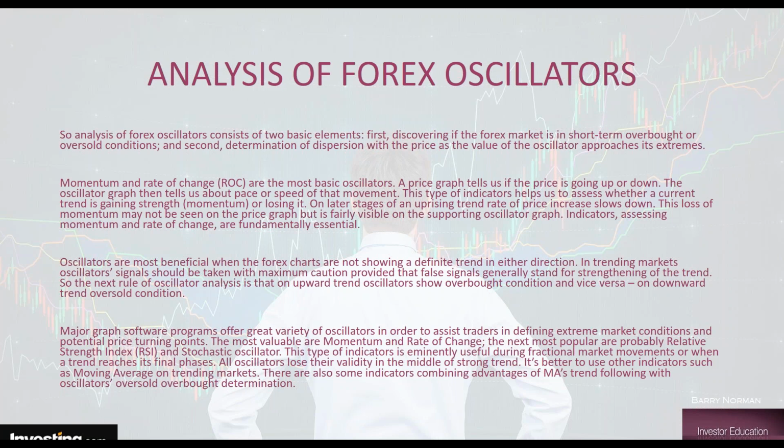Major graph software programs offer a great variety of oscillators in order to assist a trader in defining extreme market conditions. So we've already put on 3 on our chart. The most valuable are momentum, which we put on the chart, and rate of change. The next most popular are probably relative strength index and stochastics. So we've looked at them. The only thing we haven't put on the chart is ROC.